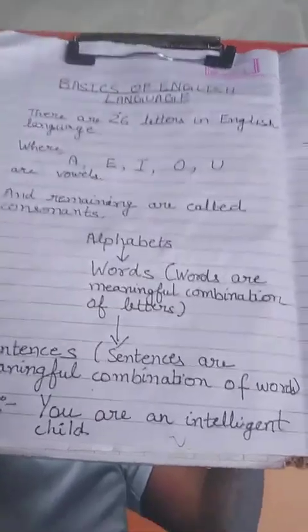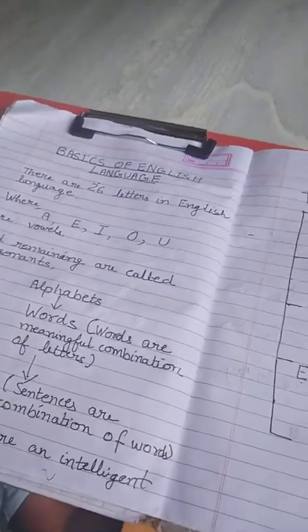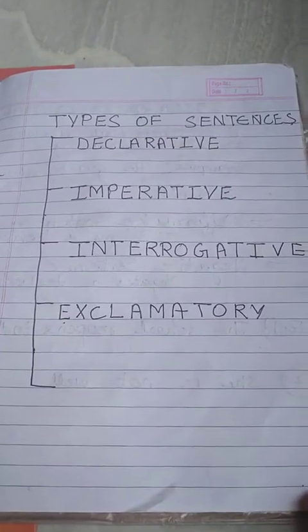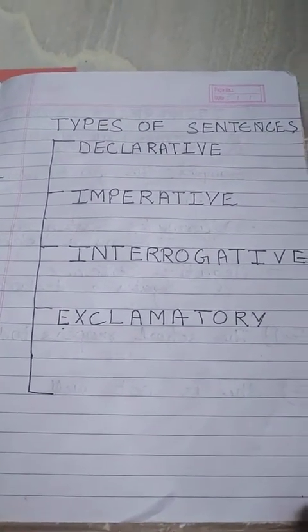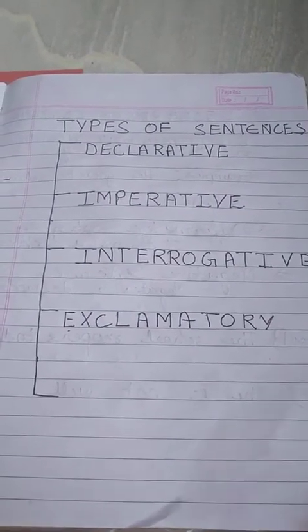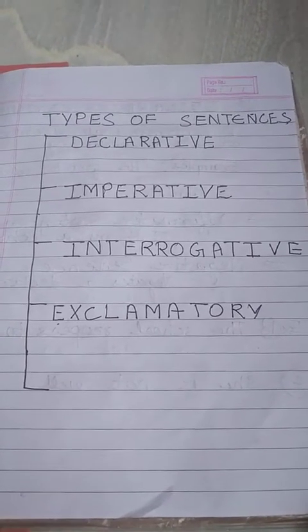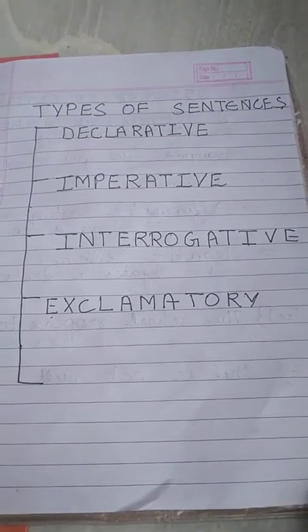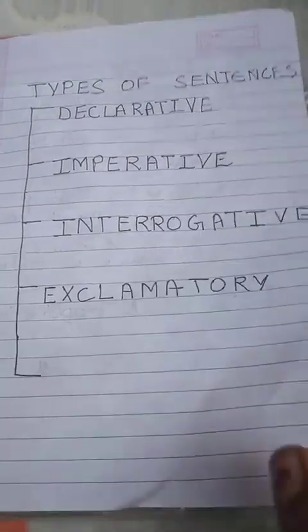Let us now come to the types of sentences. Basically, there are 4 kinds of sentences on the basis of what they imply or refer to. These types are: first is declarative sentence, second is imperative sentence, third is interrogative sentence, and the fourth is exclamatory sentence. Clear, students? Now let us learn about the first kind of sentence, that is the declarative sentence.